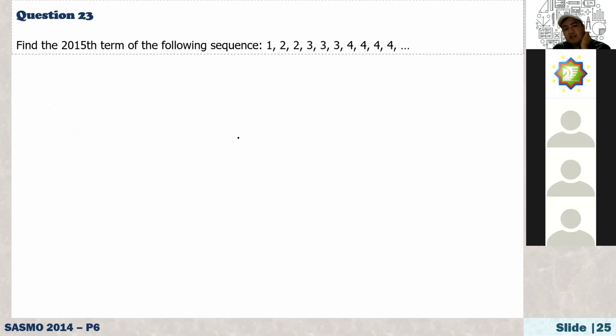This is a little bit hard question, not too hard, but you need to think. It says 1 is written once and 2 is written twice, 3 is written 3 times, and 4 four times, and it continues in this pattern. If I write 5, for example, 5 will be written 5 times. The question is, find the 2015th term of the following sequence.